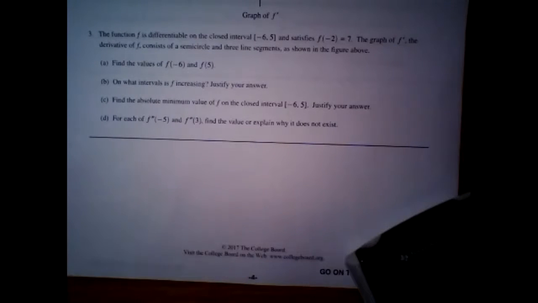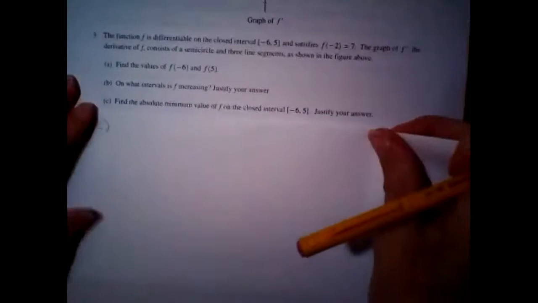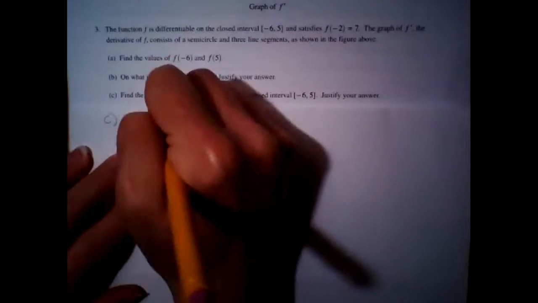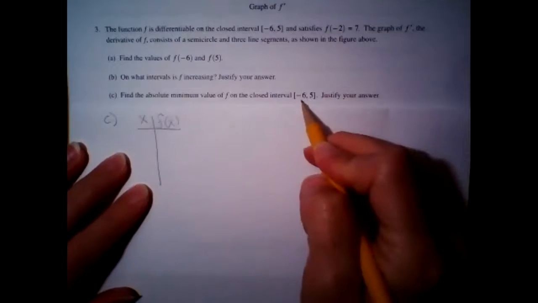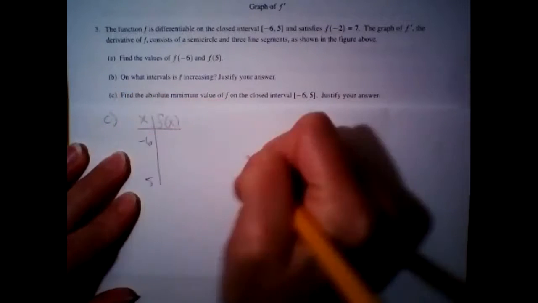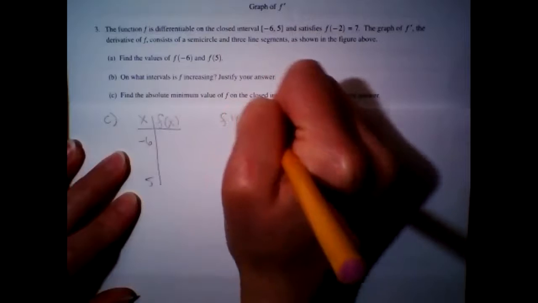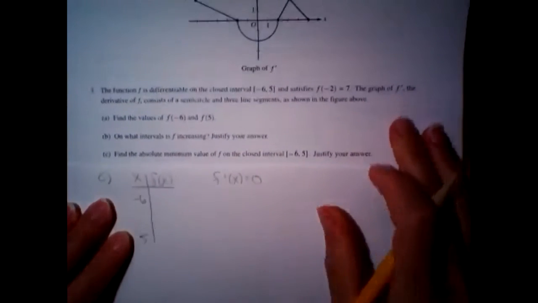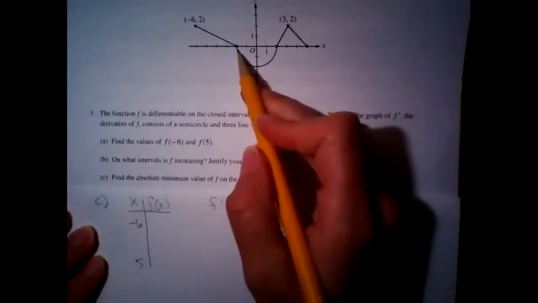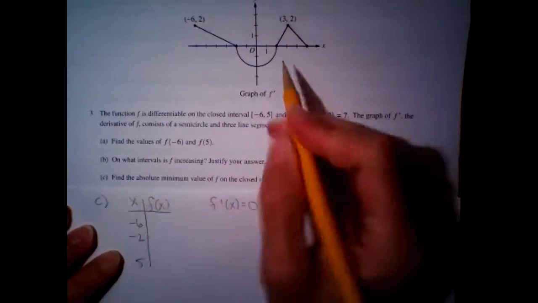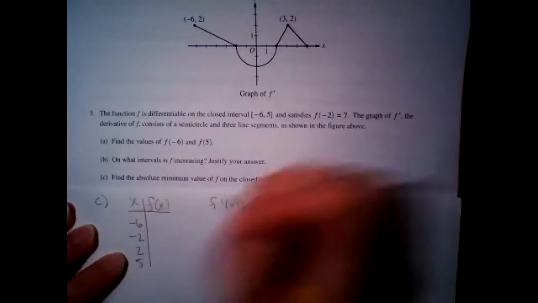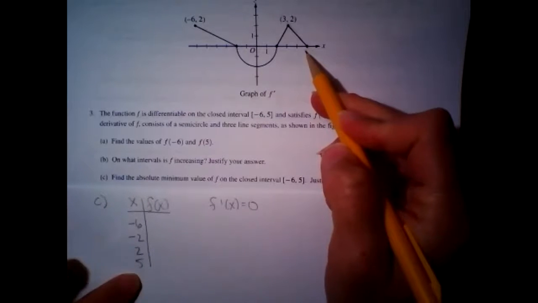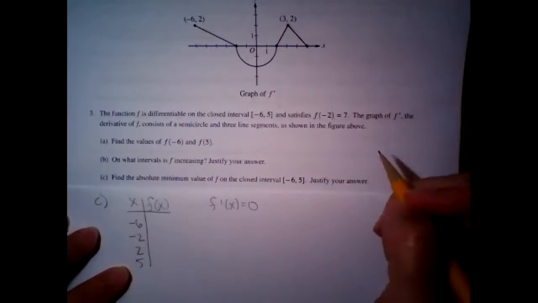All right, letter C, find the absolute minimum. This is a candidates test. Your candidates are your endpoints and your critical points. So let me make a table of values for f. Endpoints are -6 and 5. Critical points are where the derivative equals 0. So here's our derivative graph. This equals 0 at -2, +2, and 5. 5 is already on the chart though. 5 is an endpoint and a critical point.